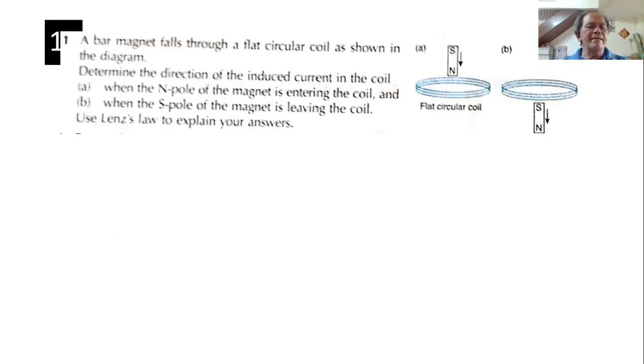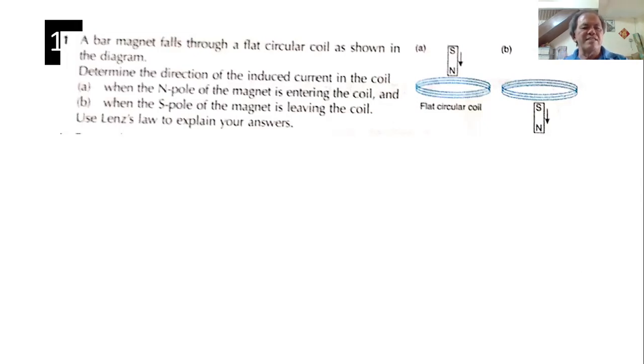A bar magnet falls through the flat circular coil. So that is your flat circular coil, they're very kind to draw for you, as shown in the diagram. Determine the direction of the induced current in the coil when the north pole of the magnet is entering the coil. So we are applying Lenz's law.